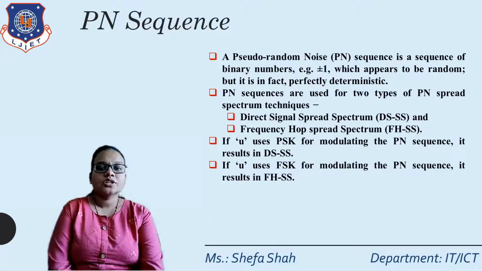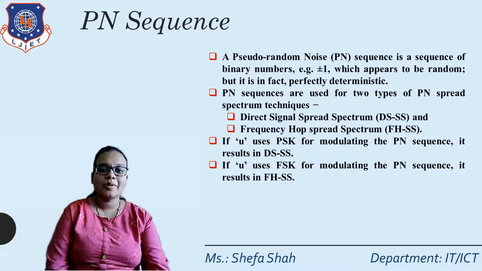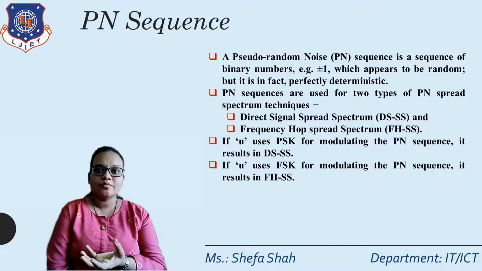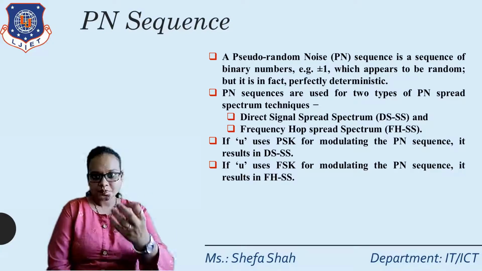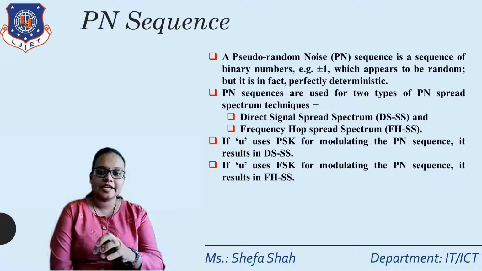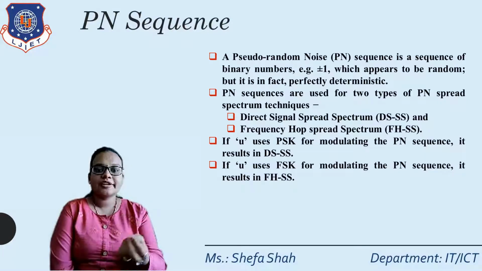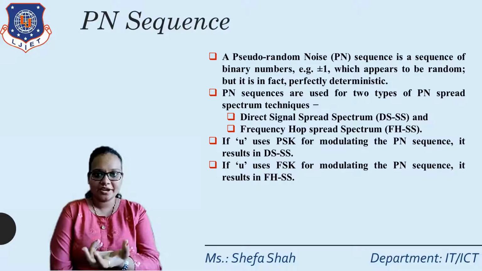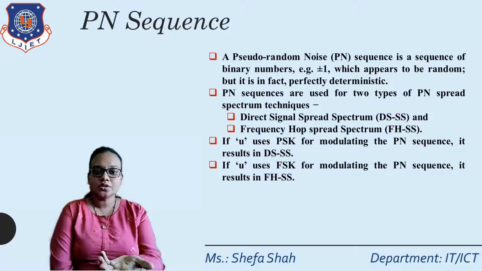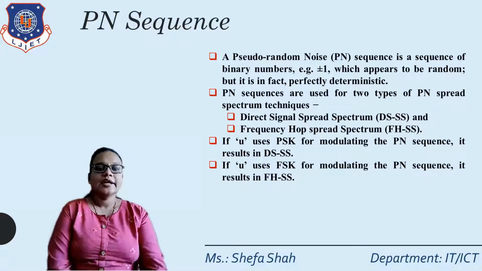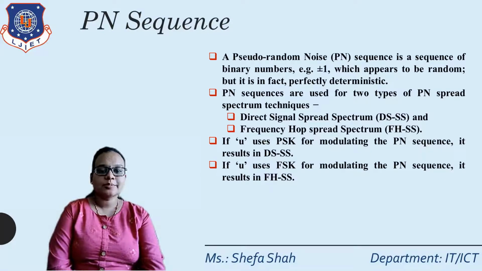Now, the PN sequence is a sequence of binary numbers, that is plus or minus 1, which appears to be random, which we have seen on the transmitting as well as receiving side in the last session in the introduction of CDMA, right? But it is in fact perfectly deterministic. That means from the data, you can determine whether the value will be -1 or +1 based on the numbers, right?